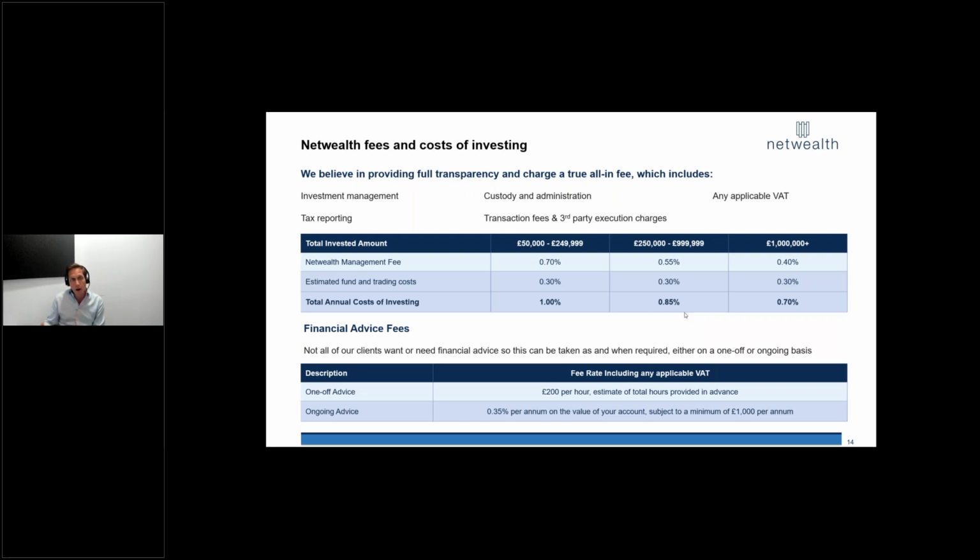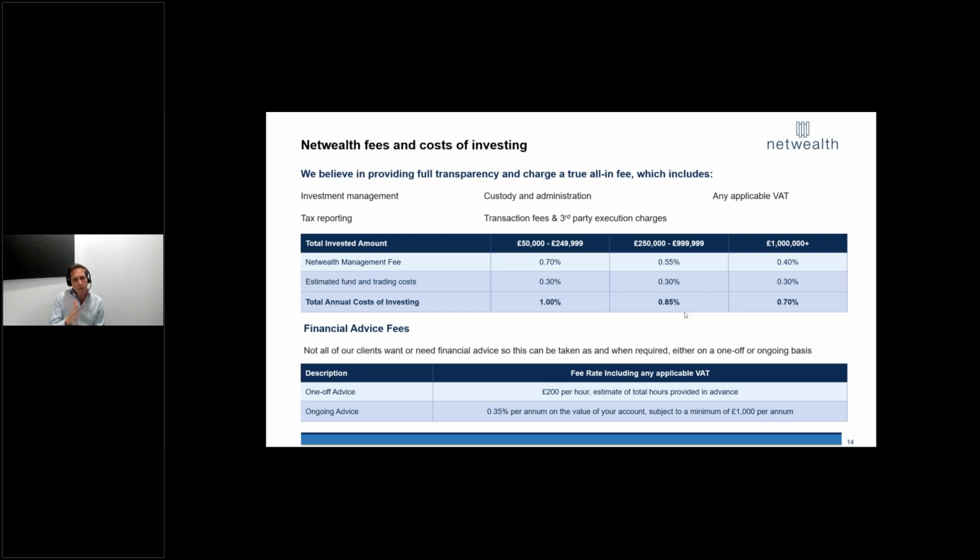It includes that third-party custodian, so that ring fencing of assets, the safe custody of them as well. Any transaction charges, whether that be foreign exchange or implementation trading or so on, any applicable VAT, as well as giving you the reporting, the platform, the tax reporting as well. So we produce tax packs where relevant, or pension contribution certificates, so you can do your tax returns. That's all included in the Netwealth management fee.